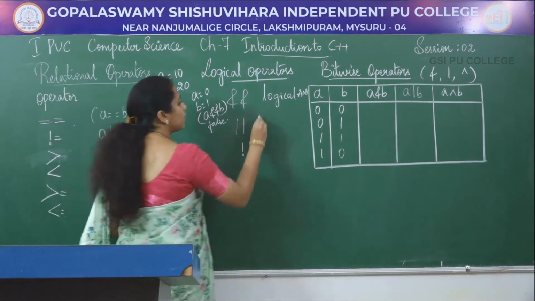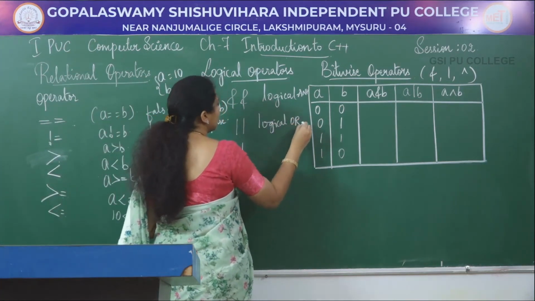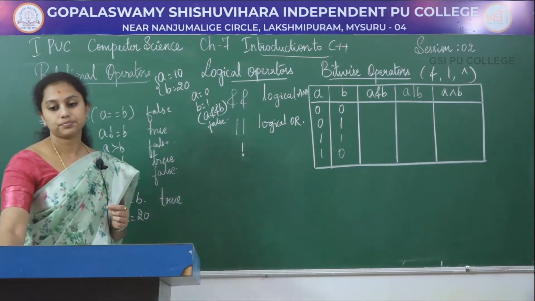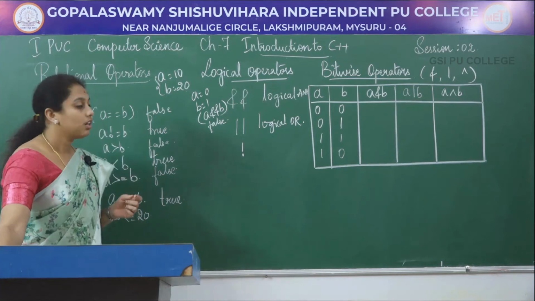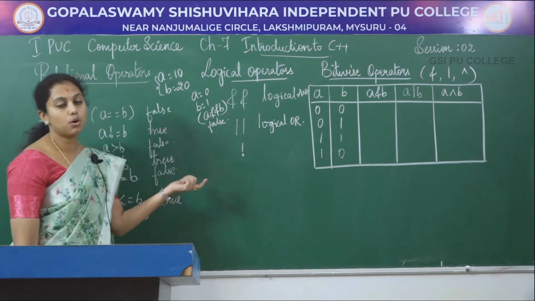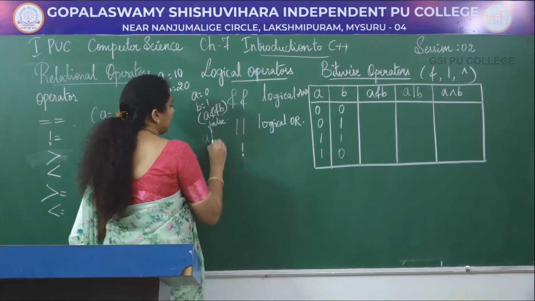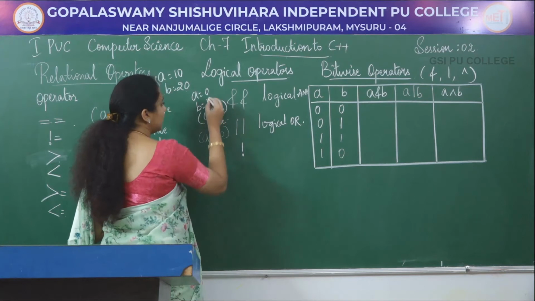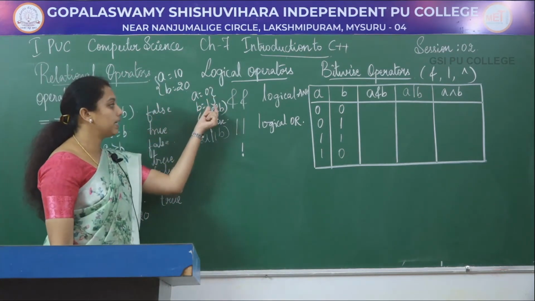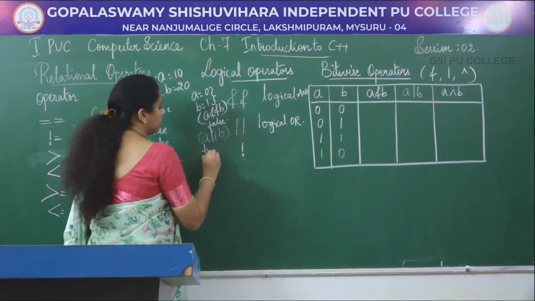Next is logical OR. So here if any one of the two operands is non-zero condition, then the output will be true. That is A or B. See here, the value of B is 1. So it is a non-zero value. Hence the output will be true.